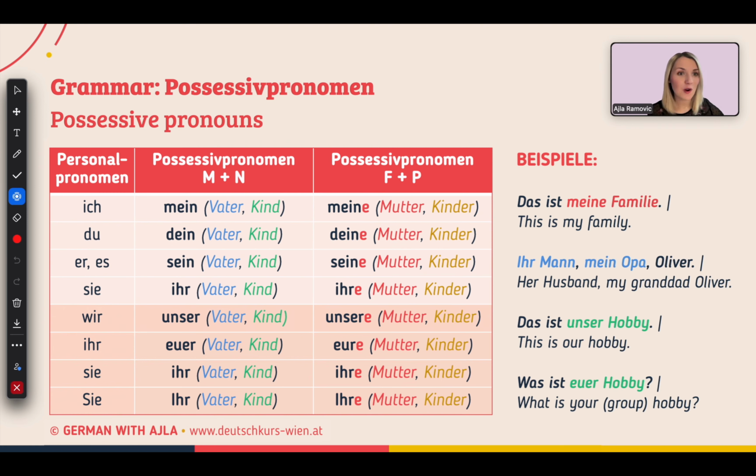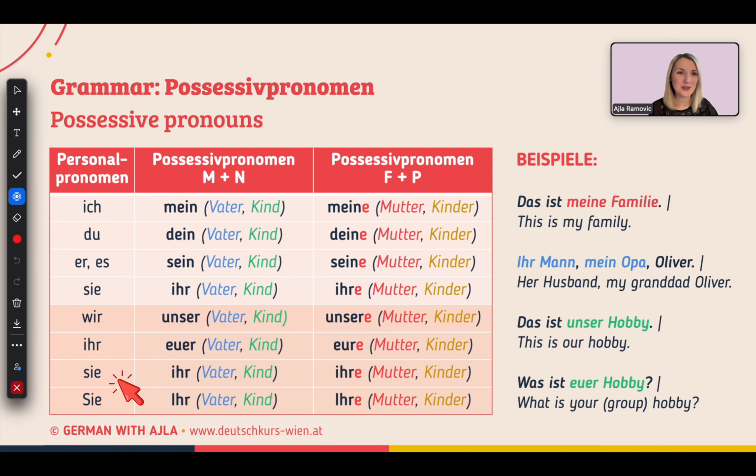Now let's move on to plural. First person plural is wir, which means we. Second person plural is ihr, which means you, but as a group, like you all. And third person plural is sie.